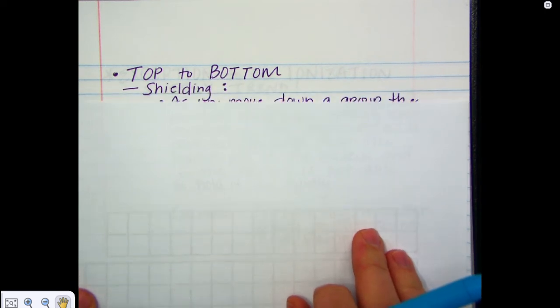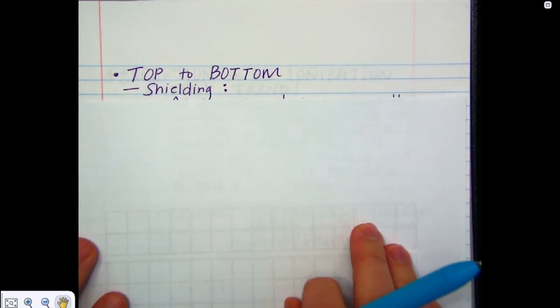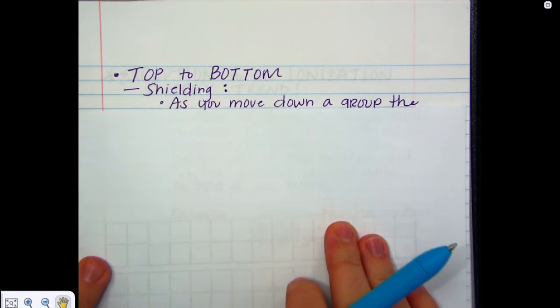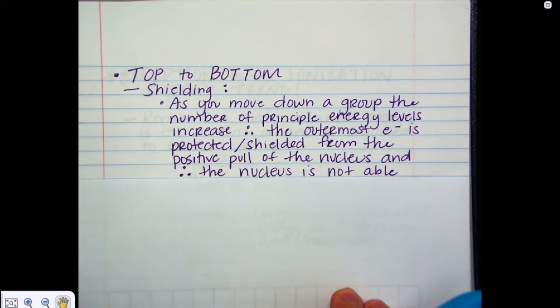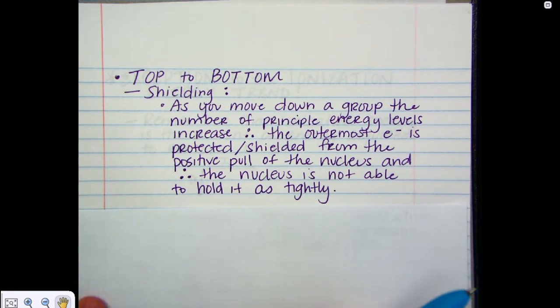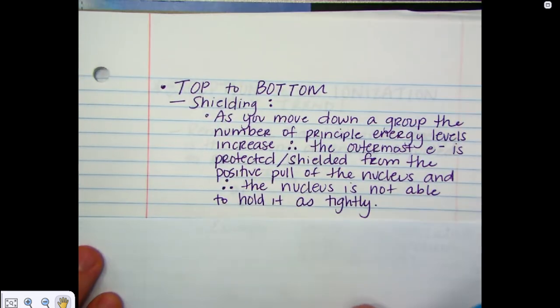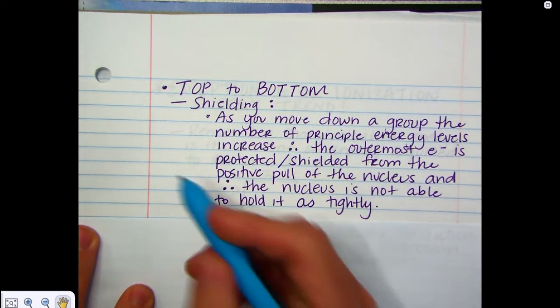The one that is best, the one you're going to probably want to use more, is shielding. So when we talk about shielding, as you move down a group, the number of principal energy levels increases. Therefore, the outermost electron is protected or shielded from the positive pull of the nucleus, and the nucleus is not able to hold it as tightly. So let's look at that in just a picture here.